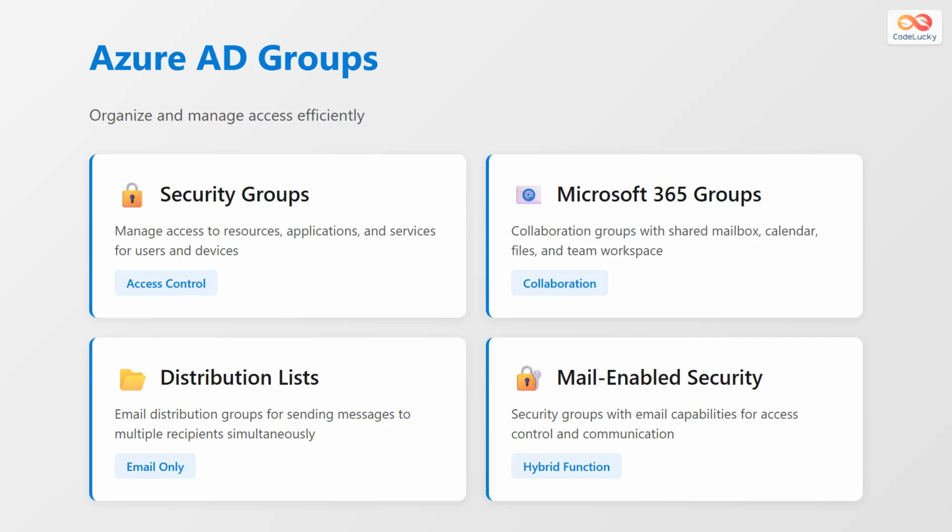Azure AD offers 4 types of groups, each serving different purposes. Security groups are used to manage access to resources, applications, and services for both users and devices. Microsoft 365 groups provide collaboration capabilities with shared mailboxes, calendars, files, and team workspaces. Distribution lists are simple email distribution groups for sending messages to multiple recipients simultaneously, but they don't provide access control. Mail-enabled security groups combine the functionality of security groups with email capabilities, allowing both access control and group communication.